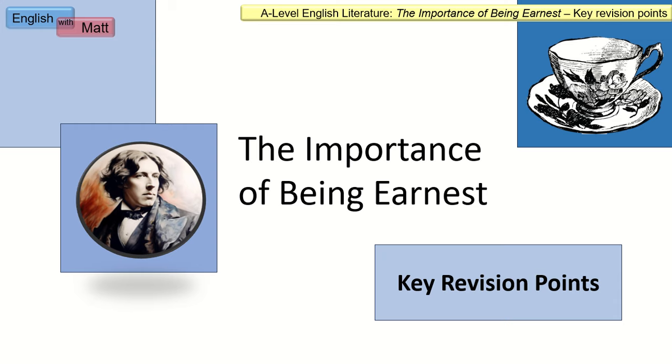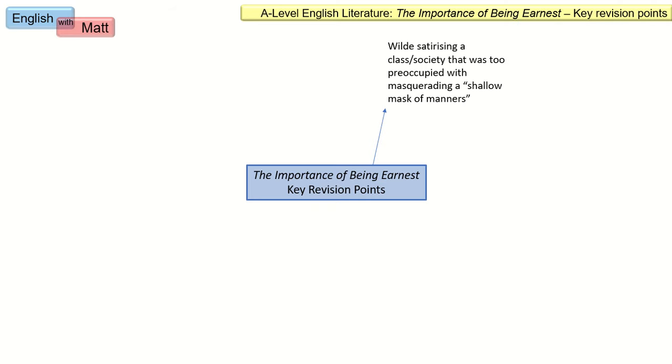So one of the first things to say about this play is that the main aim of Wilde is to satirise and mock an upper class society which, in his view, was too preoccupied with masquerading a shallow mask of manners. That's a quote that's obviously used by Gwendolen in Act 2 when she has afternoon tea with Cecily. Masquerading is a good word to use with comedy because it means to adopt a degree of falseness to your persona. To masquerade means to disguise. So that is what Wilde is attacking here.